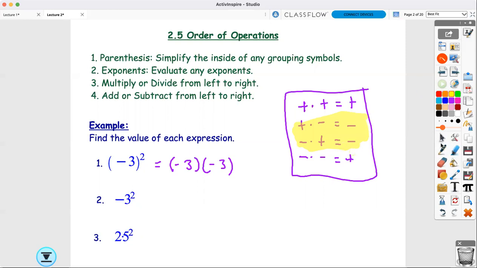So a -3 times a -3, guys. Two negatives make a positive. 3 times 3 is 9, and we're done with the first one.